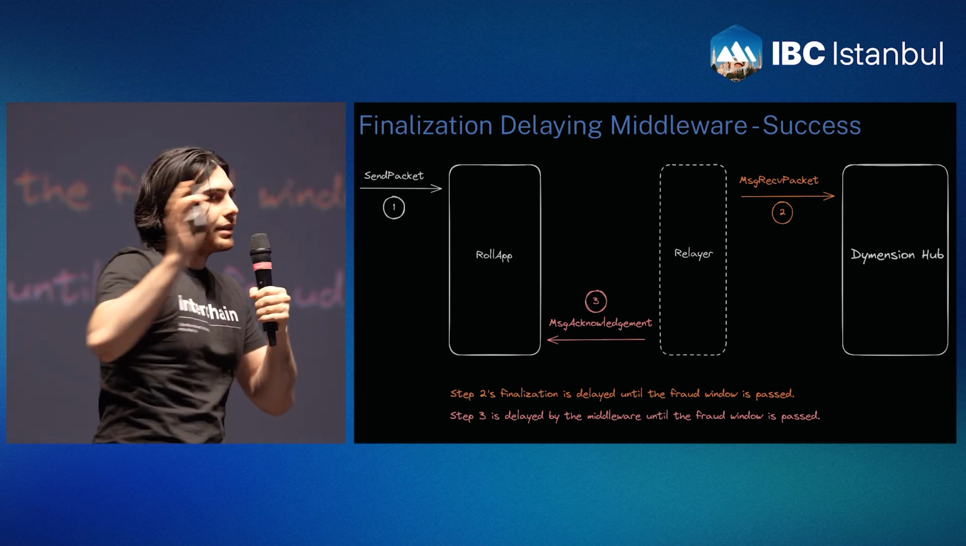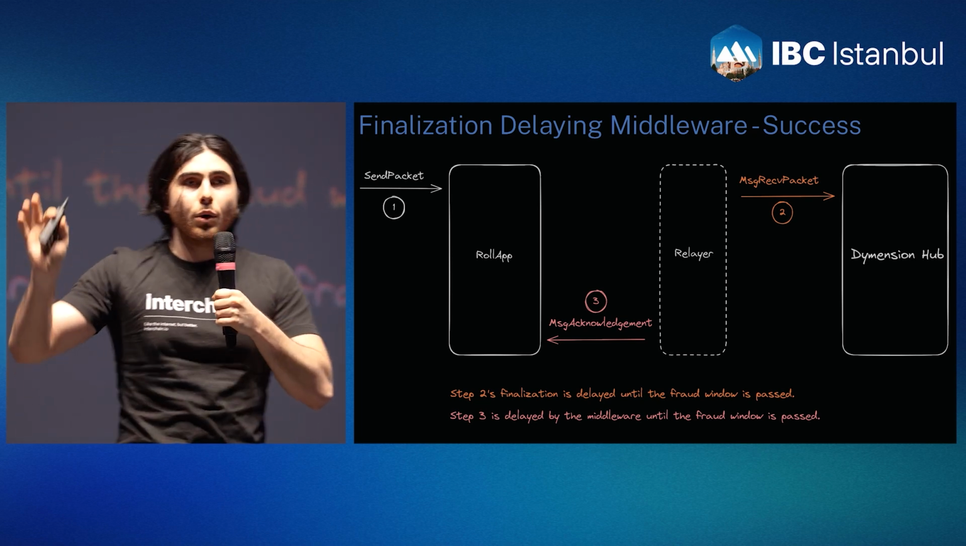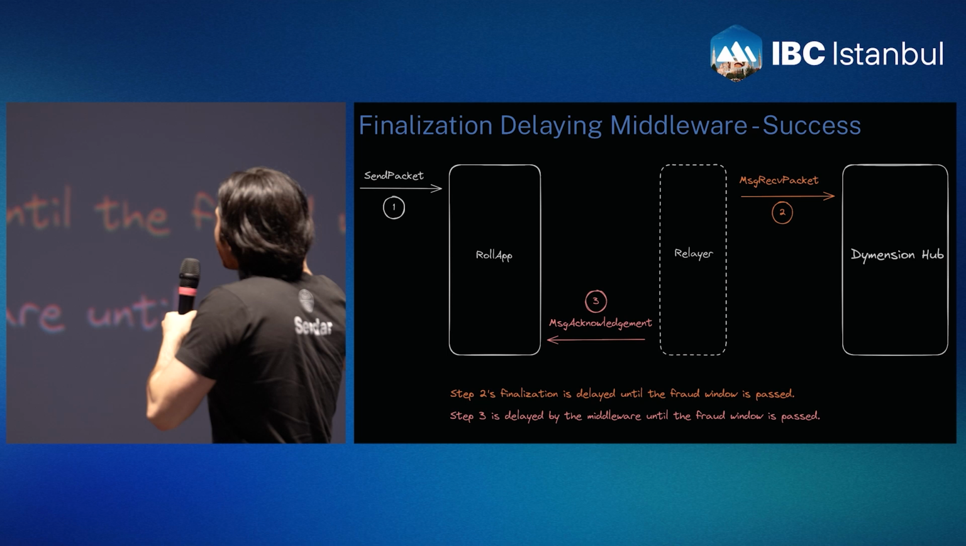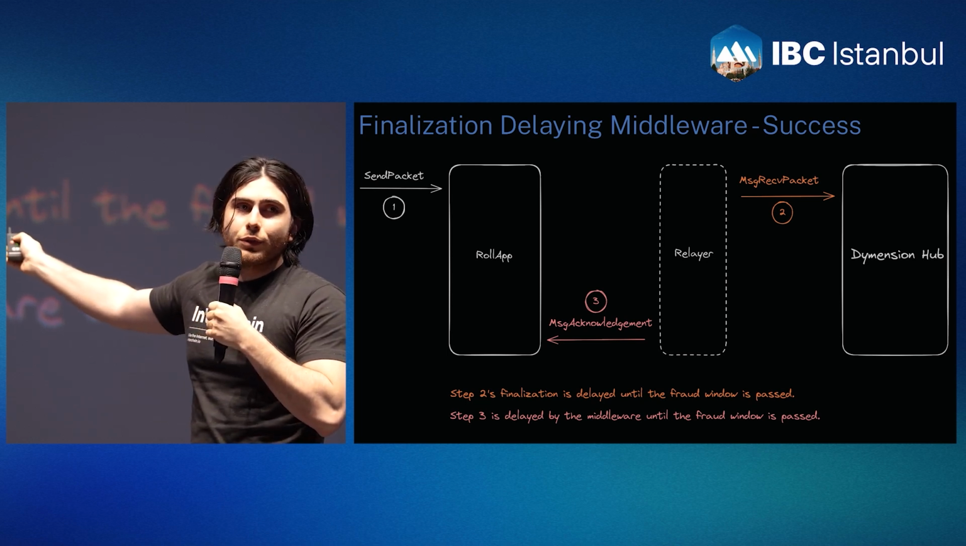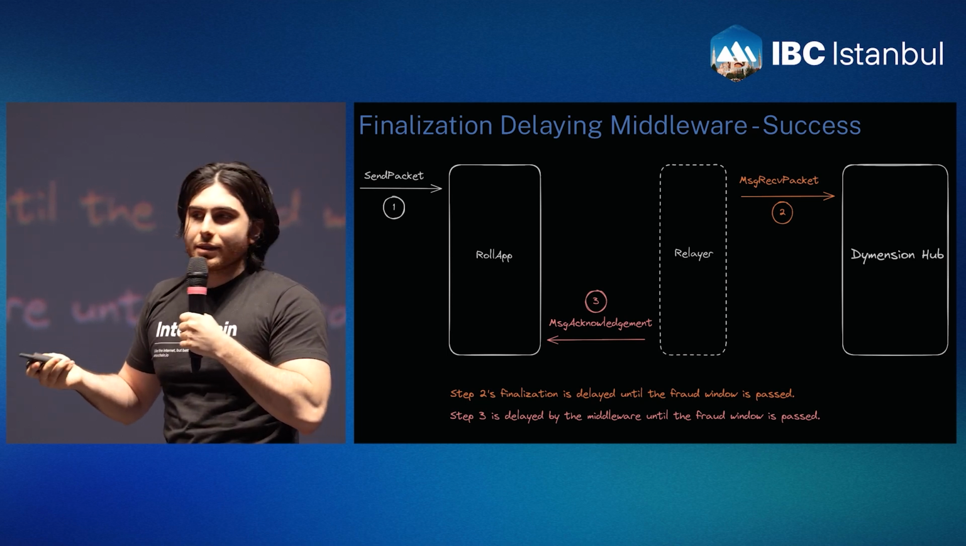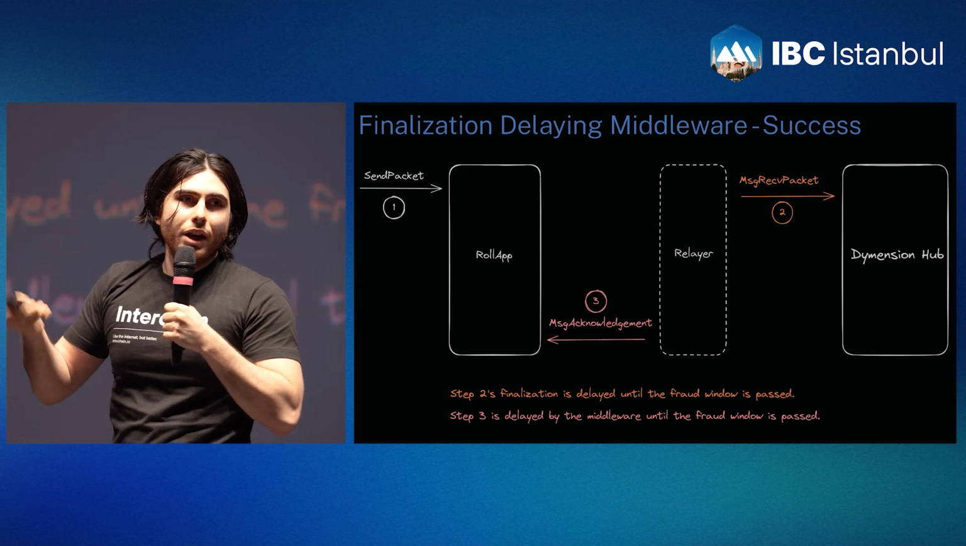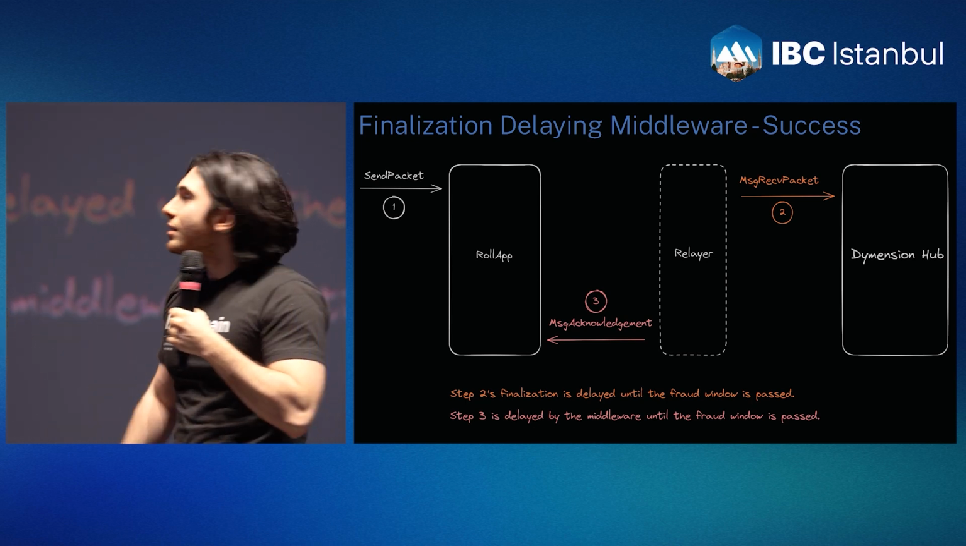Notice that here we didn't actually need to write any new light client. This is only in the application layer. And we will commit that acknowledgement once the fraud window passes. The way we know that it passed is because the Dimension hub, or the hub itself, already has a module for that.